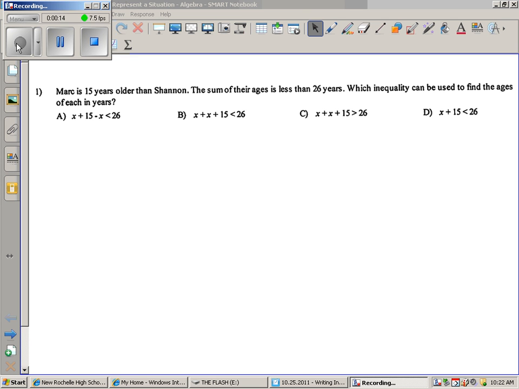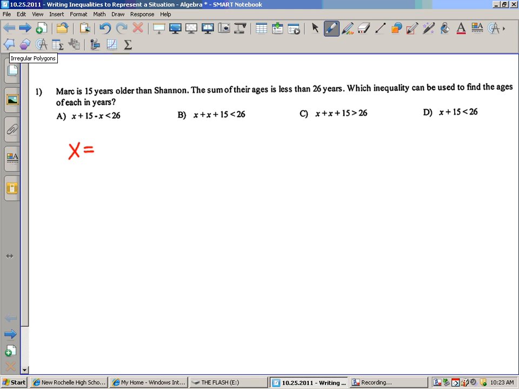Mark is 15 years older than Shannon. The sum of their ages is less than 26 years old. Which inequality can be used to find the ages of each in years? Who's older, Mark or Shannon? Oh, good. Do you know how old Shannon is? I'm trying to model my thought process as if I were trying to attack the problem.